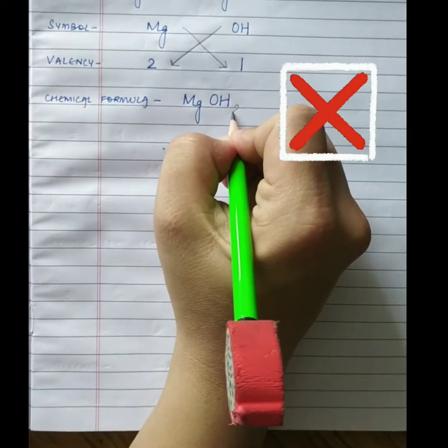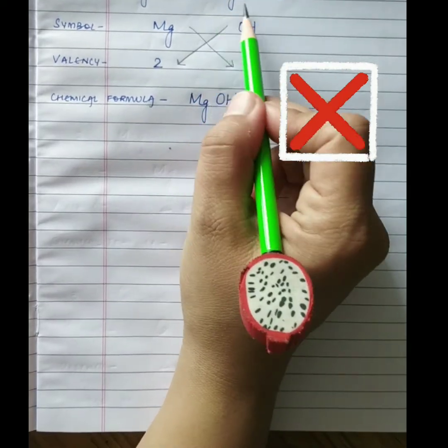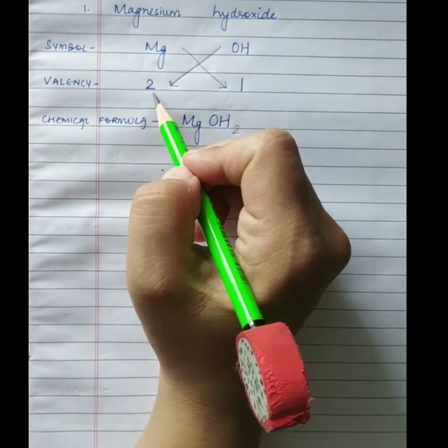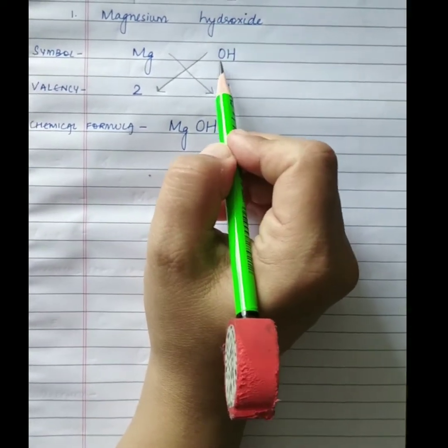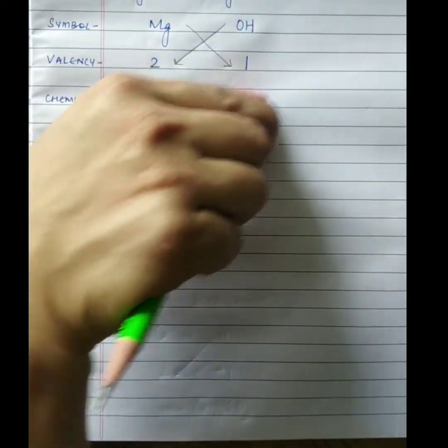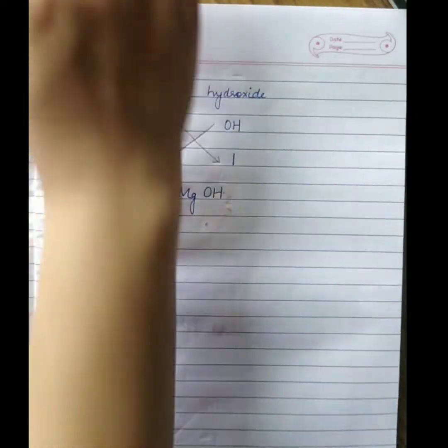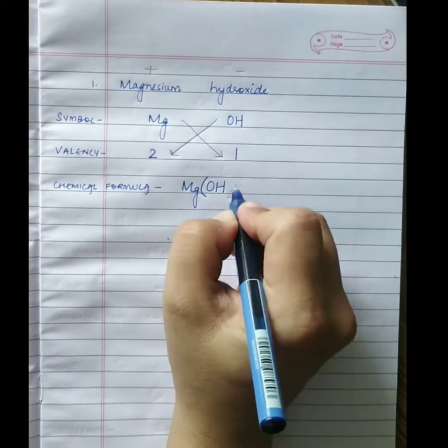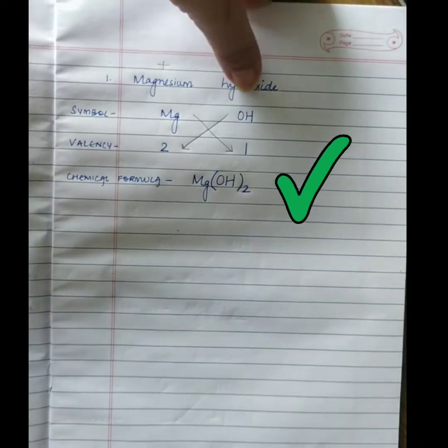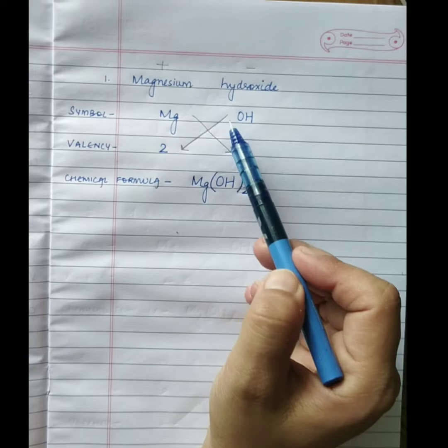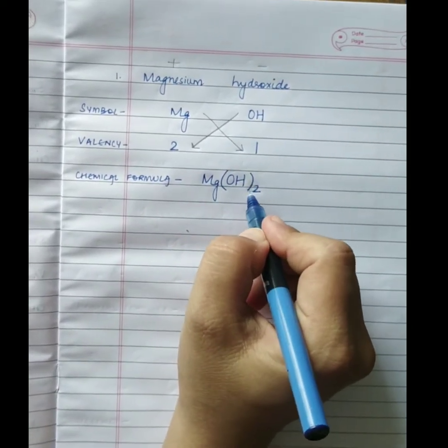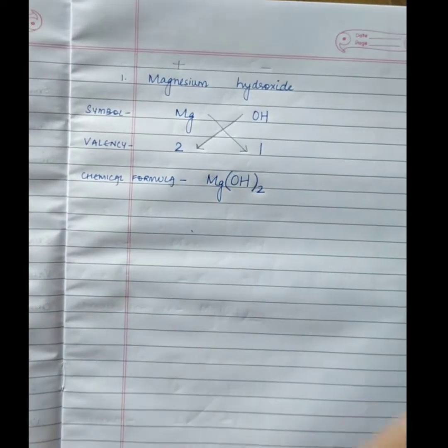I cannot write 2 here because hydroxide is made up of oxygen and hydrogen. That means this 2 is meant both for oxygen and hydrogen. Both are written in capital letters. So what do I do in that case is I put it within brackets, then only write 2. So if in the negative radical, if you see that the letters are all in capital letters, then we have to put it within brackets and then only write the number.